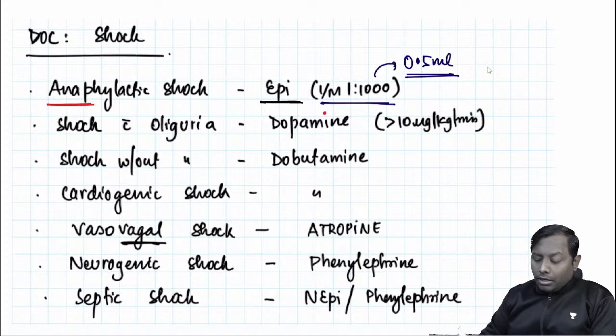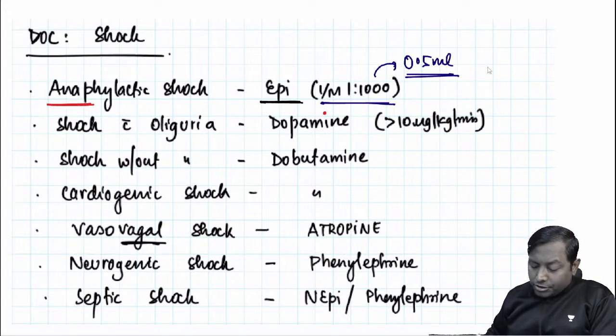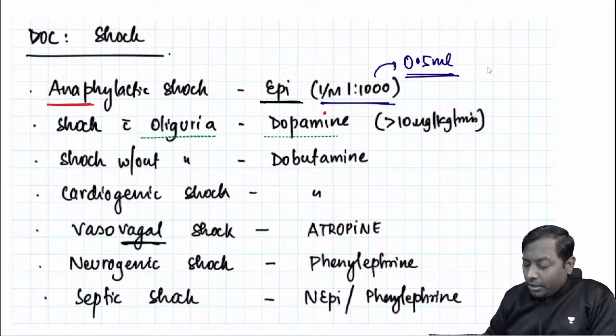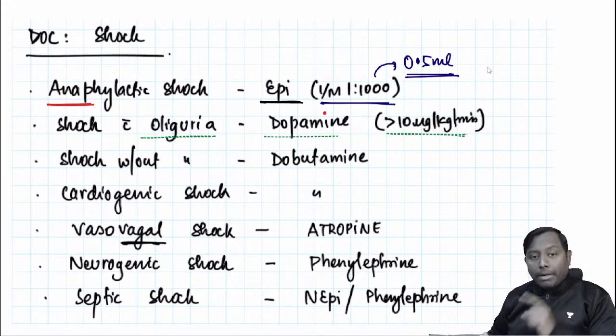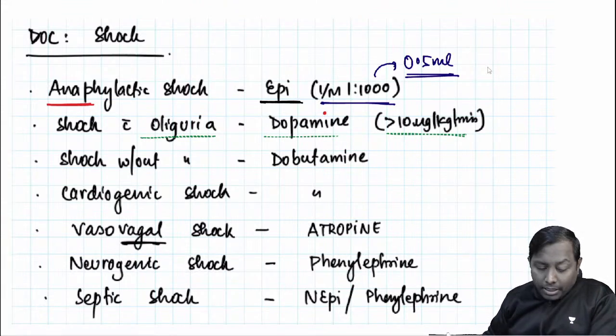So epinephrine, intramuscular route, 1:1000, 0.5 ml you will be giving. Then another question that we have: if the patient is coming to you with shock with oliguria, we will be giving dopamine in the dose of more than 10. But can we use dopamine in a patient with acute heart failure? Can you tell me, can I use dopamine in acute heart failure?